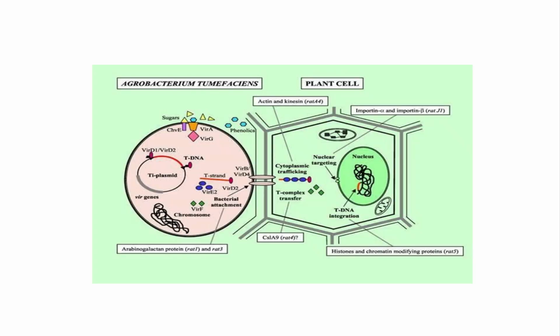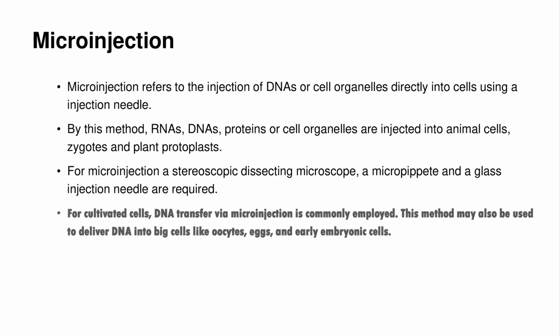So you can see in the diagram, the Agrobacterium tumefaciens infects the plant cell and delivers its components into the cell. Thus the gene is transferred, and the desired DNA can be transferred by using this method. It's a bacterial plasmid. And the next method is microinjection.